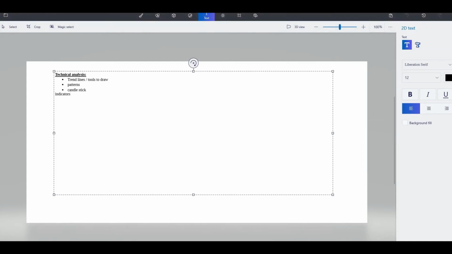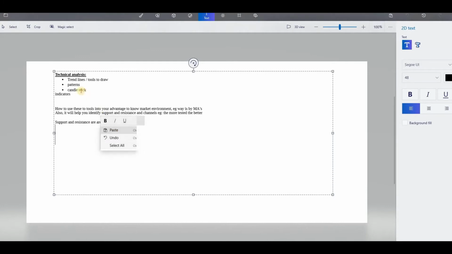Usually, technical analysis, like I mentioned, is a set of tools to use to your advantage to know what's going on in the market. You can use channels, support and resistance, and other tools to tell you where the market is going. Is the market bullish? Is the market bearish? The first one I want to talk about is trend lines.